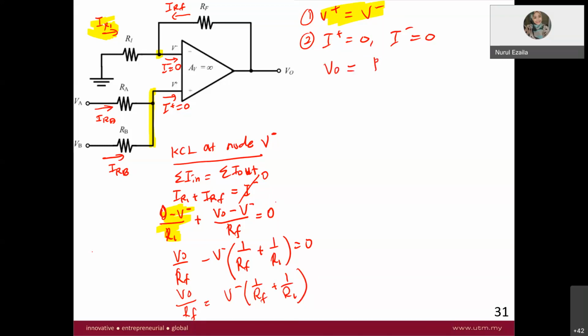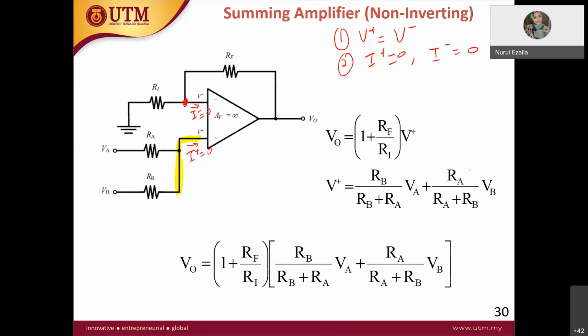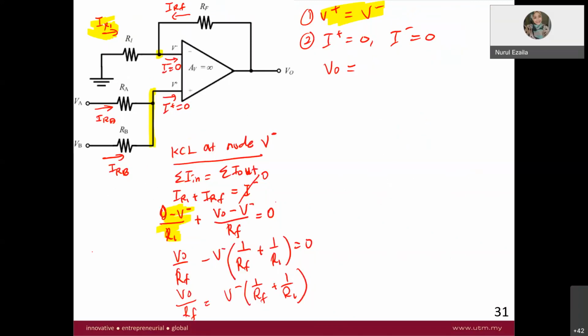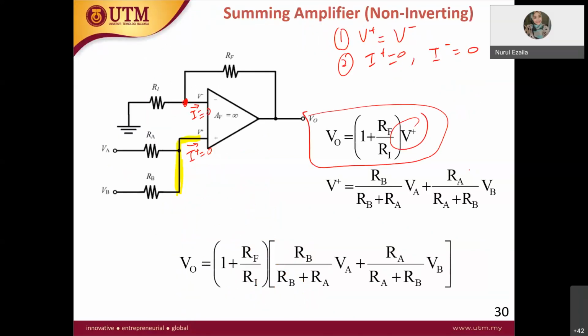Therefore, this equation will be V out equal to RF. I replace V minus with V plus because this equation is in terms of V plus. It is actually V plus RF over RF plus RF over R1. So this equation will be V out equals V plus, 1 plus RF over R1. Now we got the first term.